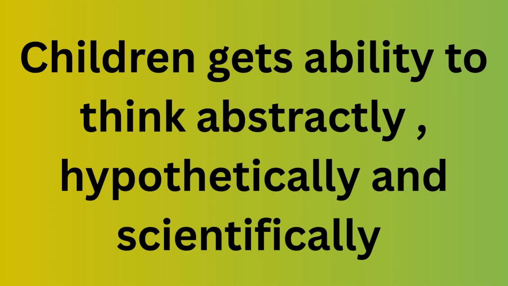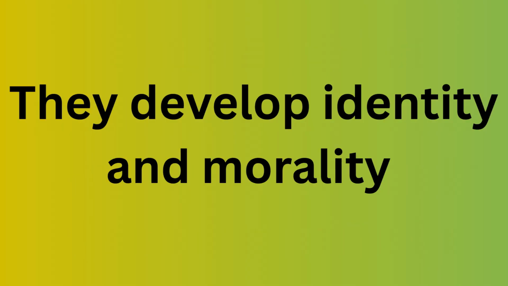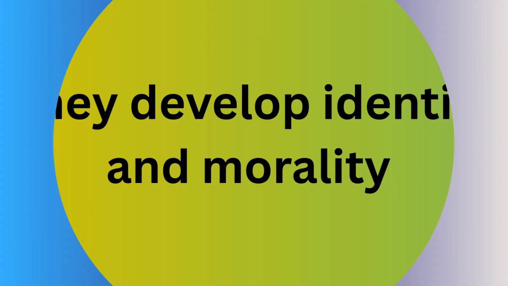And here children get the ability to think abstractly, hypothetically, or scientifically. So advanced thinking, logical questions, thinking out of the box, those types of difficult questions, they can easily solve in this stage. And they can also think of multiple possibilities for a problem and think deductively. It means that they can remove options according to the questions, they can deduct the options like that. And they can also develop identity and morality in this stage only. So identity crisis or moral thinking they can understand in this stage.